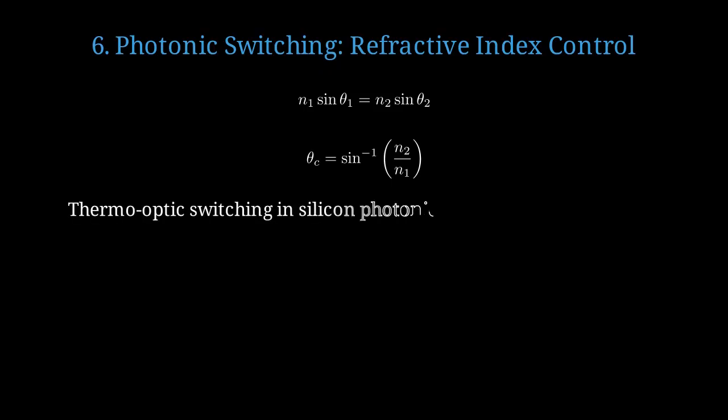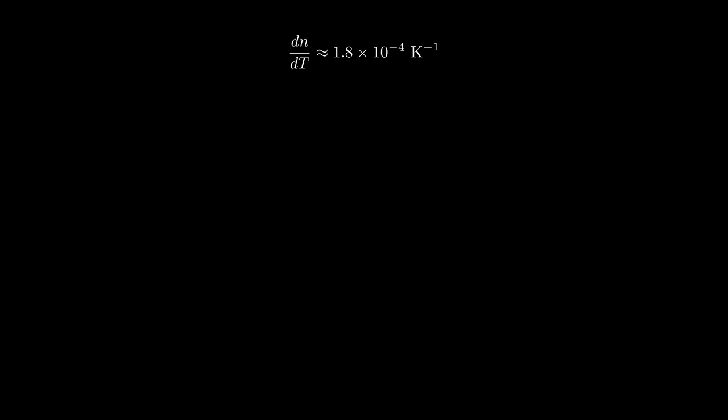In silicon photonics, temperature changes modulate the refractive index for routing light. Silicon's thermal optic coefficient is approximately 1.8 times 10 to the negative 4 per Kelvin. A temperature change of 50 Kelvin produces a refractive index change of 0.009. The resulting phase shift equals 2 pi over wavelength times delta n times length.